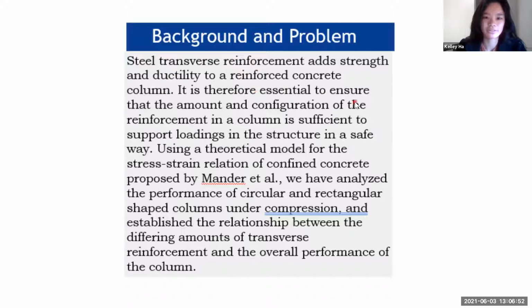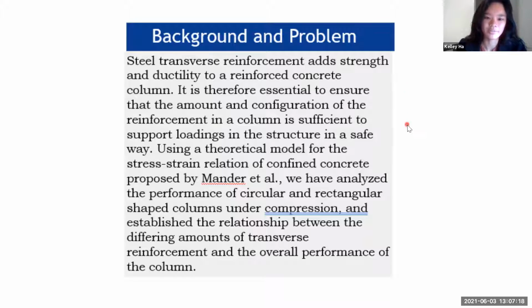So it's important to ensure that the amount and the configuration of the steel that we're adding into the concrete is enough to support loadings within the structure. That loading can come in the form of seismic movement from earthquakes, or loadings from the top floors, or maybe even live loads, like humans walking around on the upper floors.